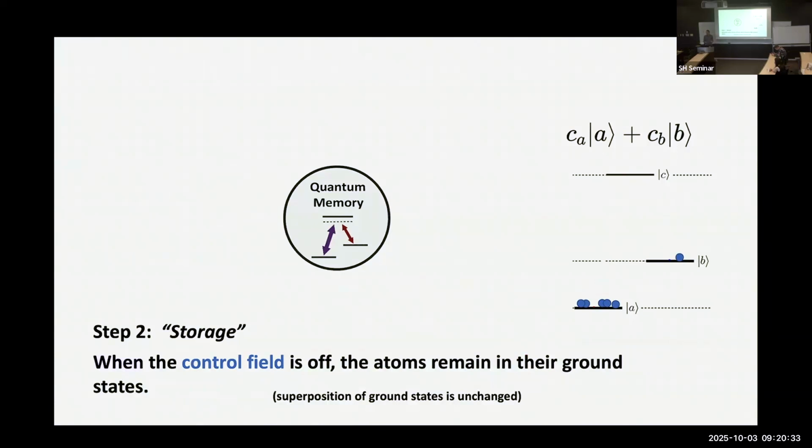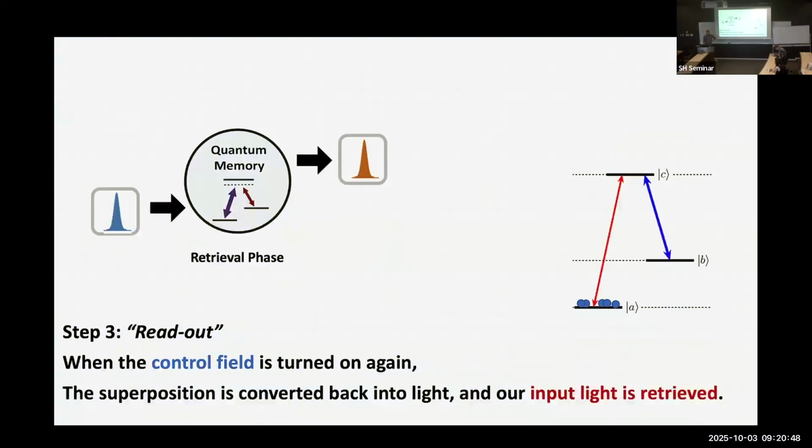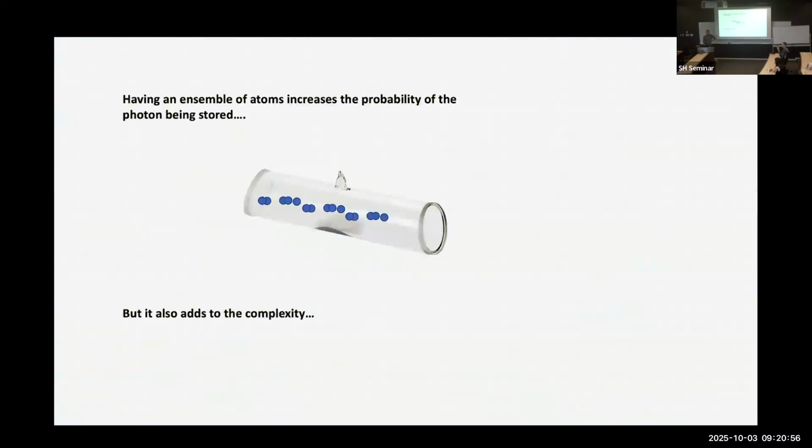Both of these 2 states, A and B, are ground states. B cannot decay into A. So in this circumstance, it's stuck. And this is in essence why we can end up using this as a memory, because it has a long coherence time. Then finally, in the readout stage, when the control field is turned on again, we can end up turning that superposition back into photons.